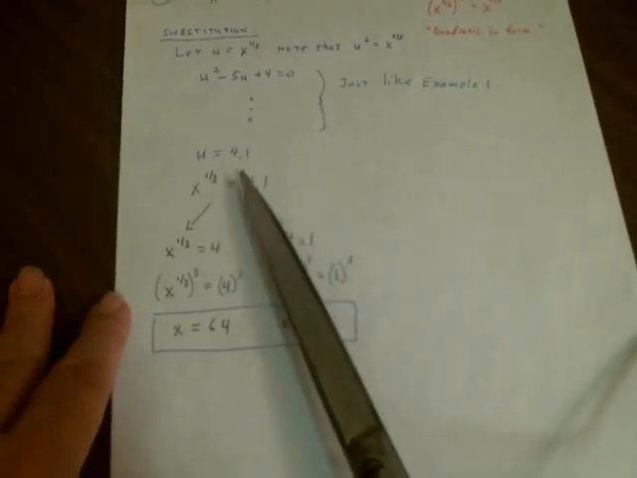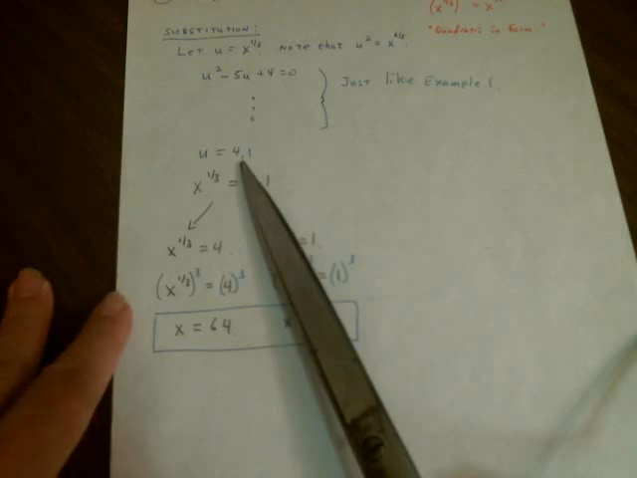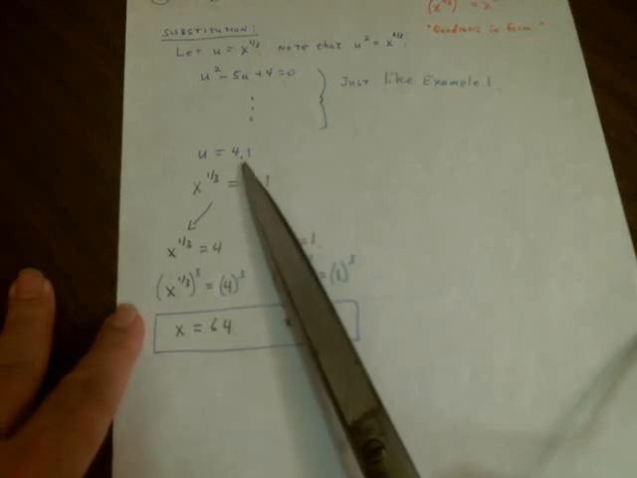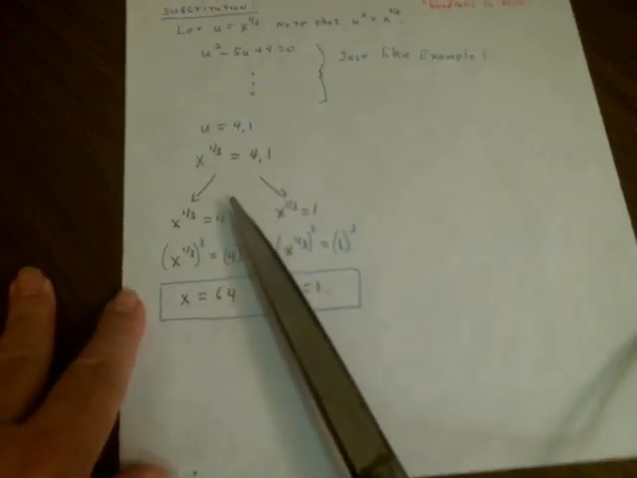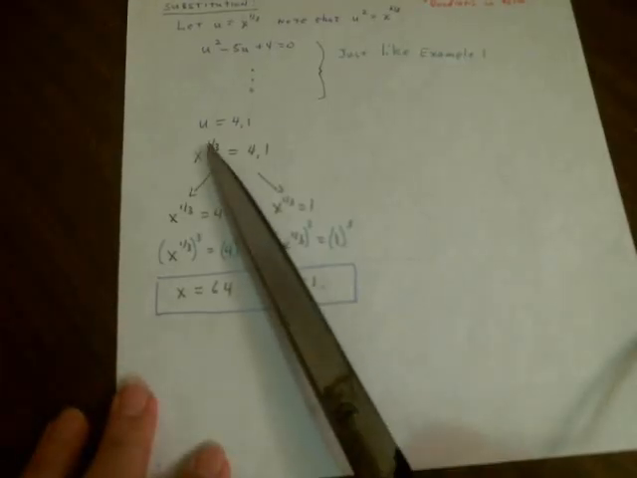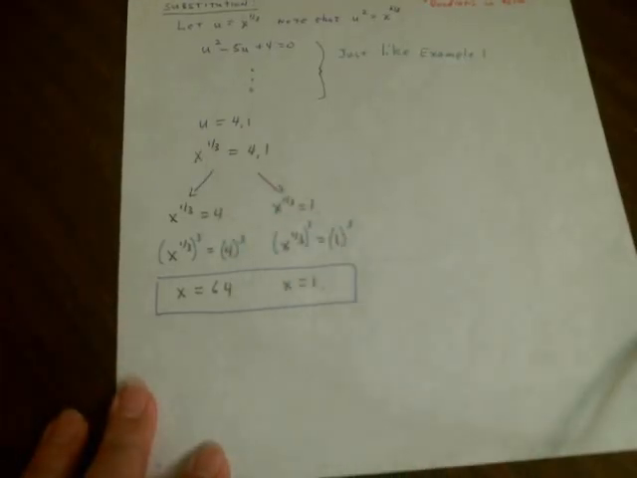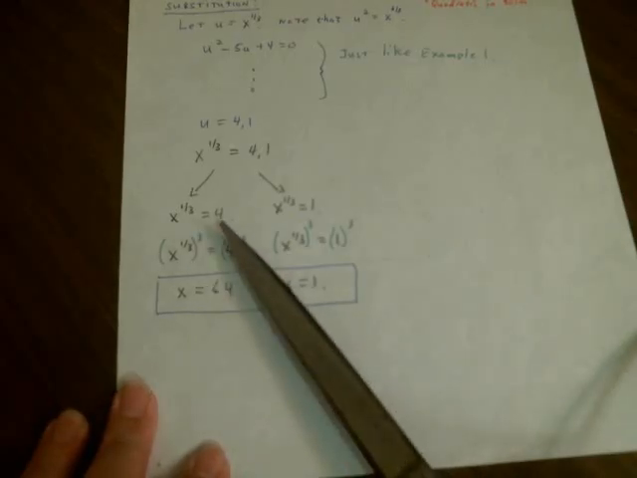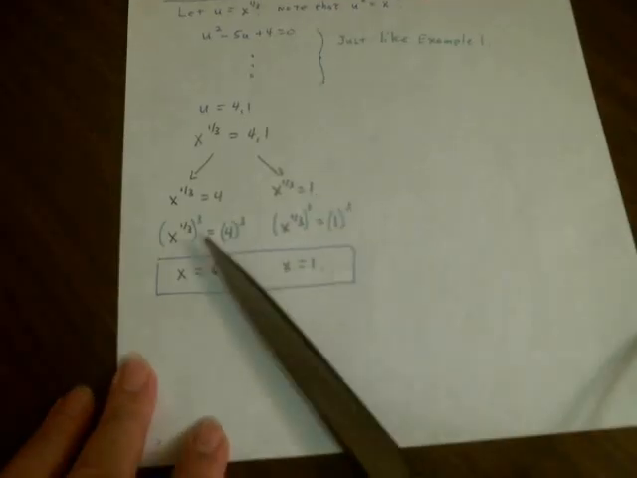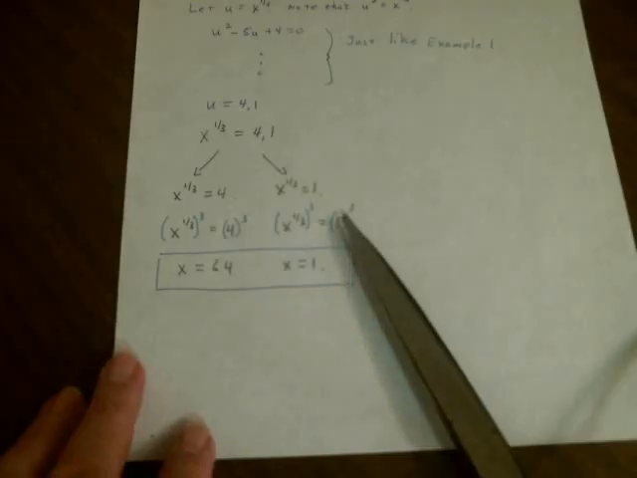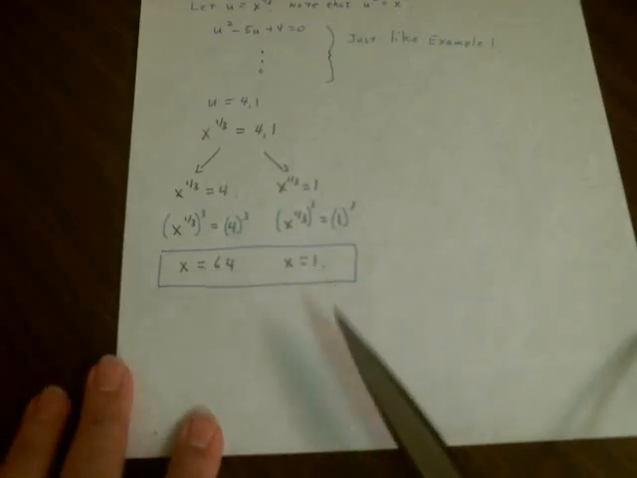Forgive me for that. But the idea is, we still have the basic solution, u equals 4 and 1, but now this is where things can differ. Remember what u is in this example: it's x to the 1/3 power, the cube root of x. So x to the 1/3 power is 4 or 1. Cubing both sides, that's a way of solving a cube root problem, or an x to the 1/3 power problem. Therefore we have x equals 64 or 1.